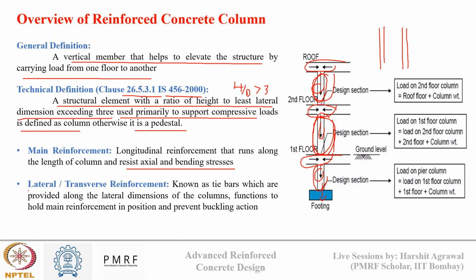Apart from this, there is lateral or transverse reinforcement, also known as tie bars, which is provided along the lateral dimension of the column to hold the main reinforcement and prevent buckling. So these are my longitudinal reinforcement, and like this will be my lateral reinforcement. They hold the longitudinal reinforcement in position, and they prevent buckling of the longitudinal reinforcement also. What is this buckling action? We'll see in the next session when we talk about long columns where bending can occur. For such columns, these tie bars ensure that the rebars stay in position and do not buckle under lower load values.